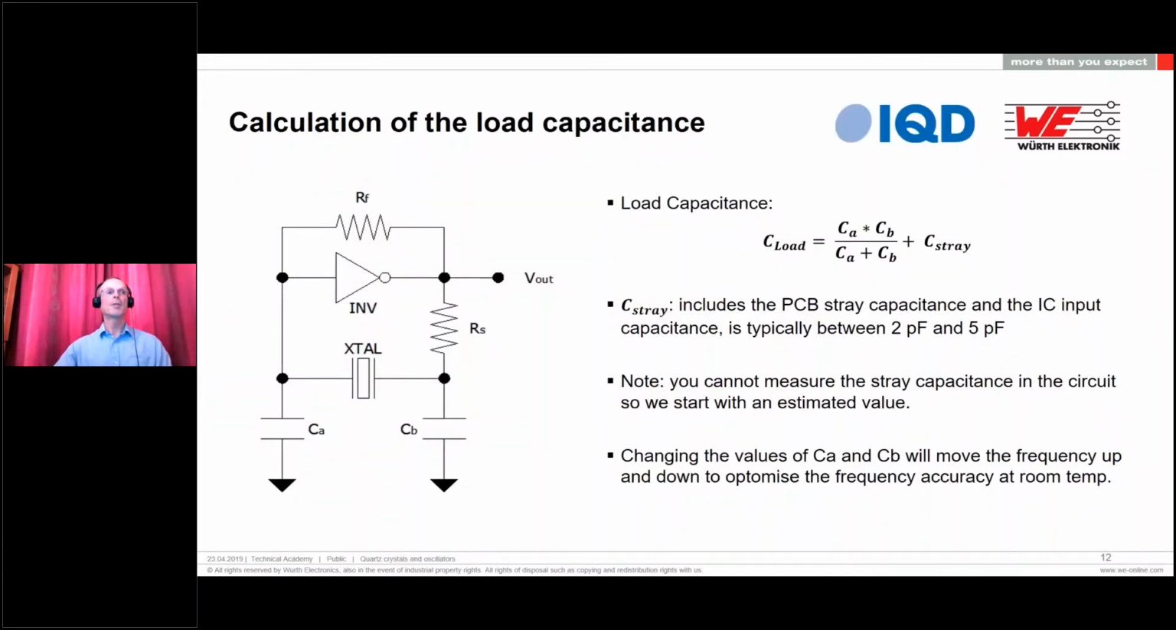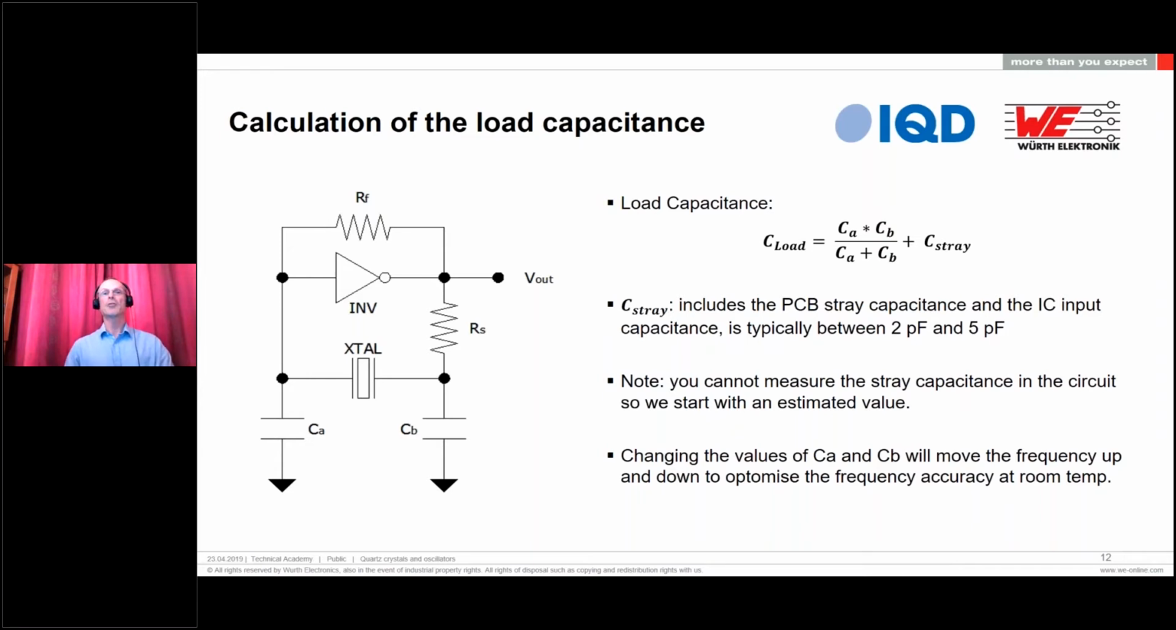Finally, we come to the last figure for a crystal, the load capacitance. And this is the one area which generally confuses the most people. The load capacitance really is the value of capacitance that the crystal wants to see in the oscillator circuit so that it's at its optimum frequency. You can see there's a little formula there for calculating the load. And it's a series combination of the two external capacitors plus the stray capacitance on the board.